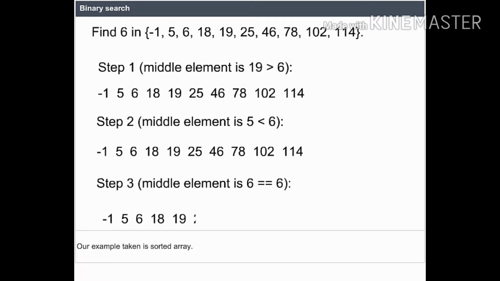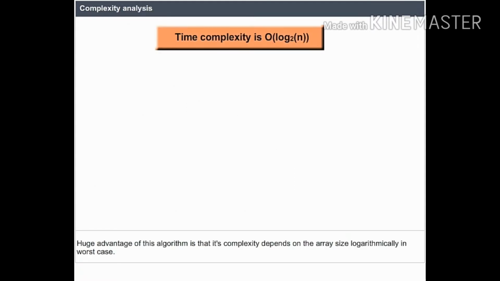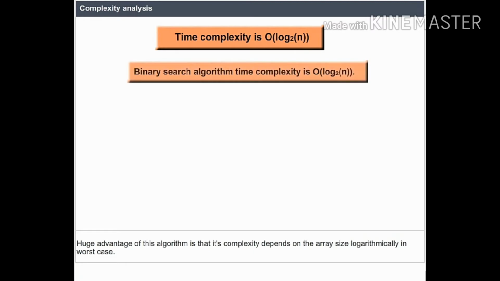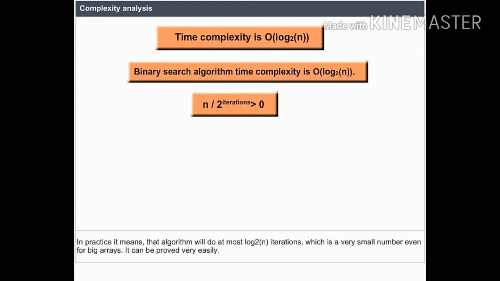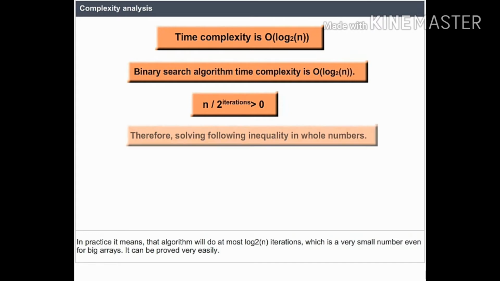Our example taken is sorted array. Huge advantage of this algorithm is that its complexity depends on the array size logarithmically in worst case. In practice, it means that algorithm will do at most log base 2 of n iterations, which is a very small number even for big arrays. It can be proved very easily.